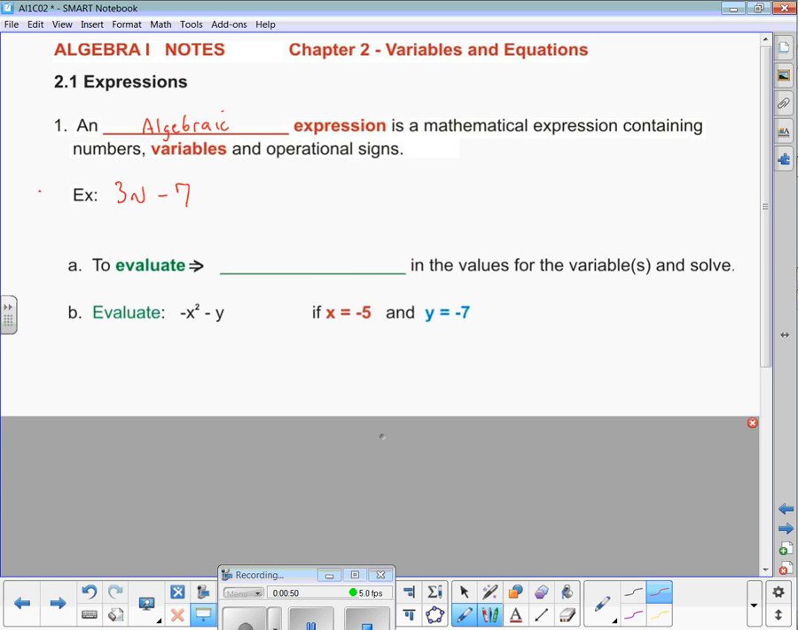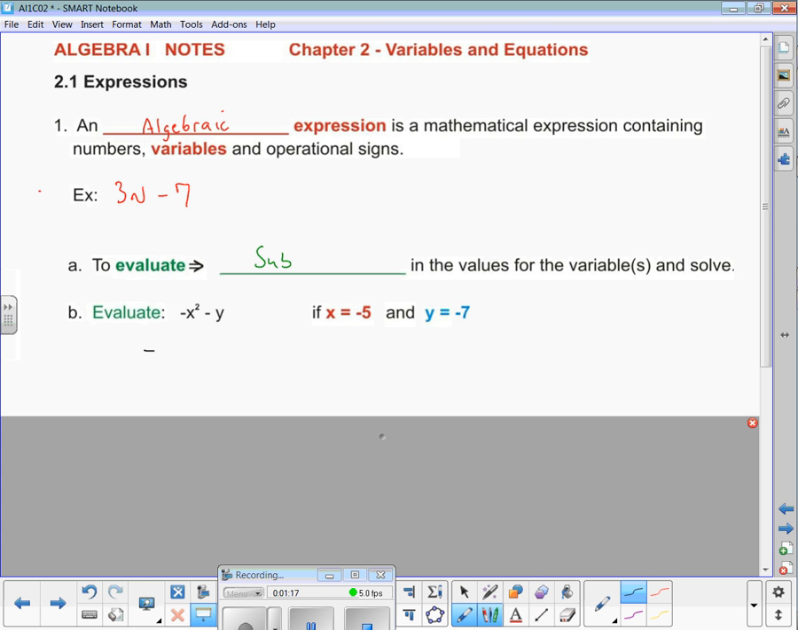All right, do you remember from last year what to do to evaluate? So when we evaluate, if you remember, we're looking to sub in the values of the variable and solve. So sub in, you can write substitute. Sub is a short term there. Sub in the values of the variable and solve. All right, very important as we talked about last year in this idea of substitution.